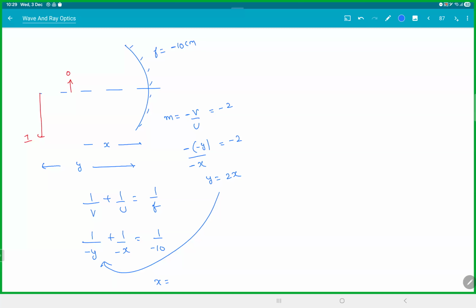So just keep this in mind. Whenever they say object is there, image is there, never write as u and v. Always take x and y, then substitute in the sign convention. Now for the second case, the object is here and this is virtual.